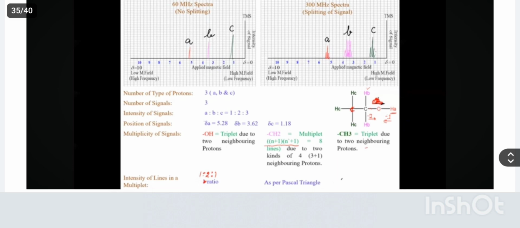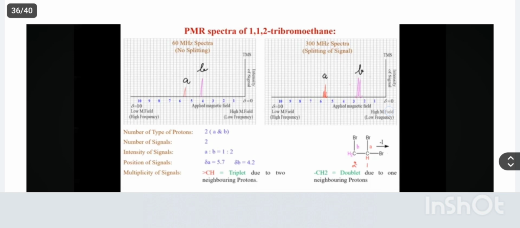Number of types of proton: 3, A, B and C. Number of signals: 3. Intensity of signal A:B:C is 1:2:3. Position of signal: delta A is equal to 5.28, delta B is equal to 3.62, delta C is equal to 1.18. Multiplicity of signal: OH triplet due to 2 neighboring protons, CH2 multiplet due to 2 kinds of neighbors, 4 lines, 3 plus 1 neighboring protons, CH3 triplet due to 2 neighboring protons. Intensity of lines in a multiplet 1:2:1 as per Pascal's triangle.